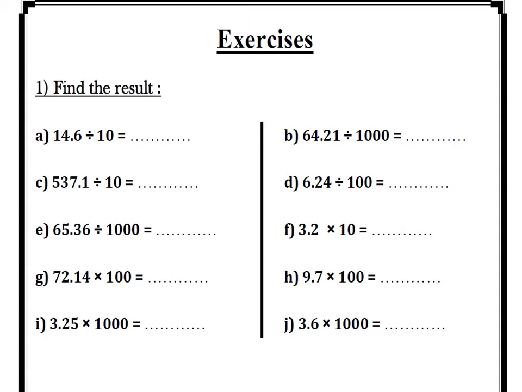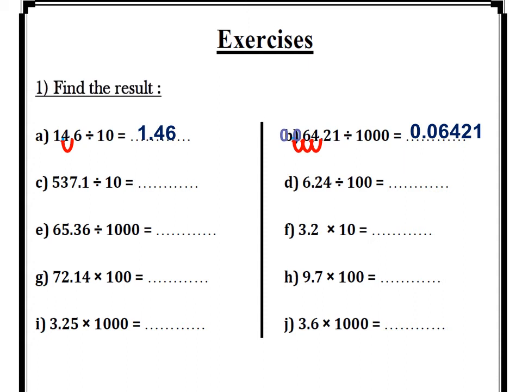A, 14.6 divided by 10, one step to the left, so it's going to be 1.46. B, 64.21 divided by 1000, moving to the left 3 steps, where I have 3 zeros, 1, 2, and 3. An empty space is found, so I have to put a 0. So my answer is going to be 0.06421.